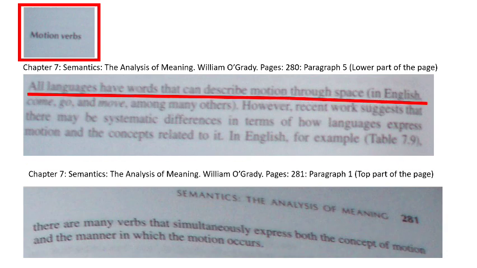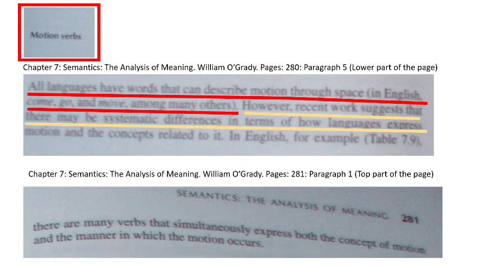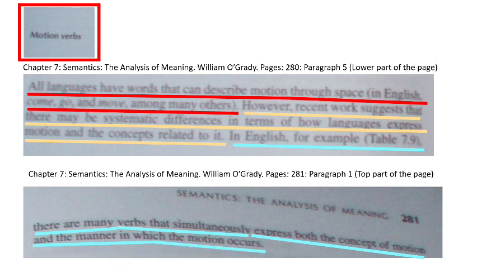All languages have words that can describe motion through space. In English, for example, come, go, and move, among many others. However, recent work suggests that there may be systematic differences in terms of how languages express motion and the concepts related to it. In English, for example, there are many verbs that simultaneously express both the concept of motion and the manner in which the motion occurs.